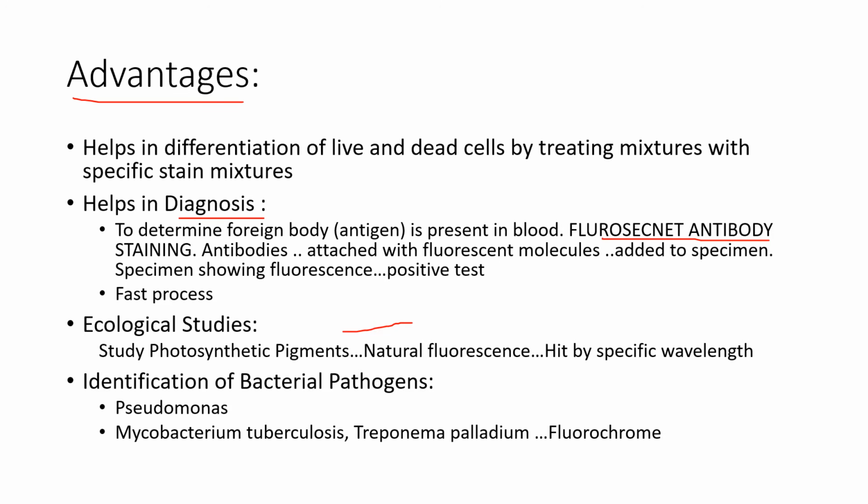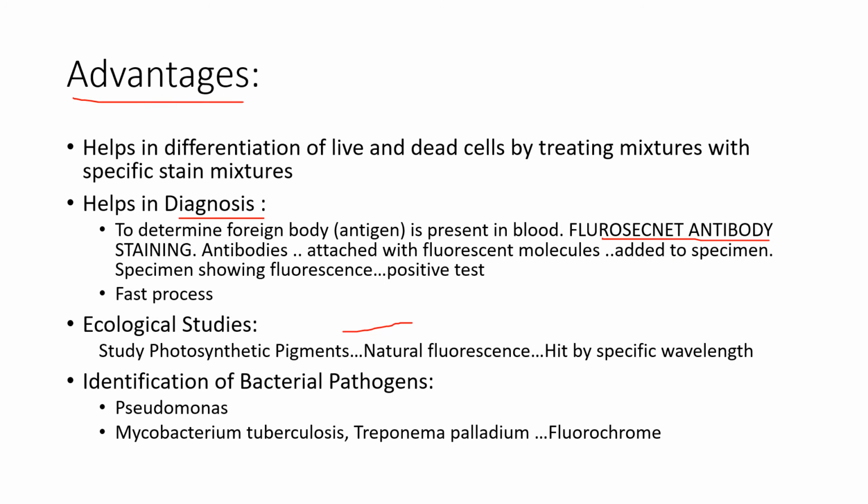If antigen is present and antibodies are not leaving the specimen, and we can still see fluorescence in our blood sample under the microscope, that simply means the antigen and the antibodies are present in the test, and it gives a confirmatory test. And of course, this is a fast process. So I hope it is clear.